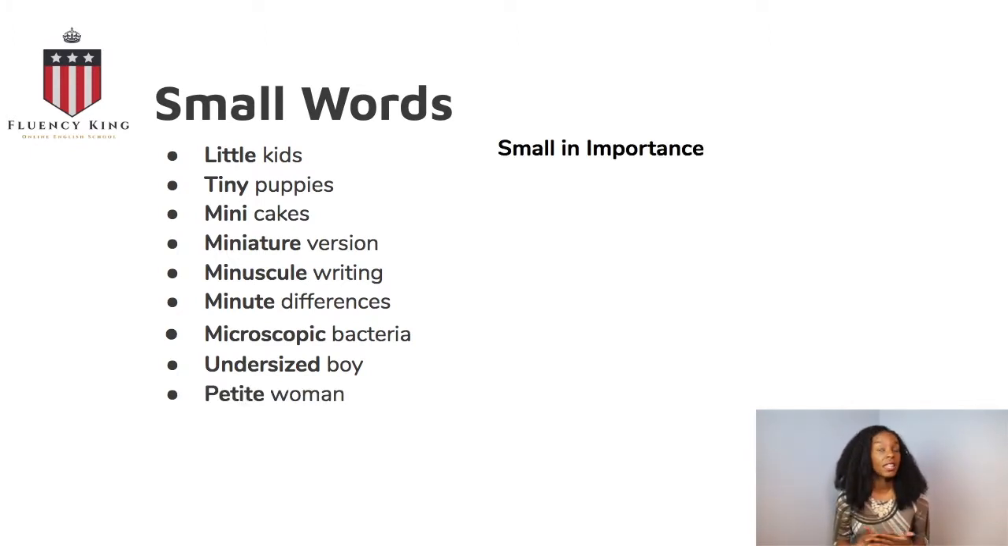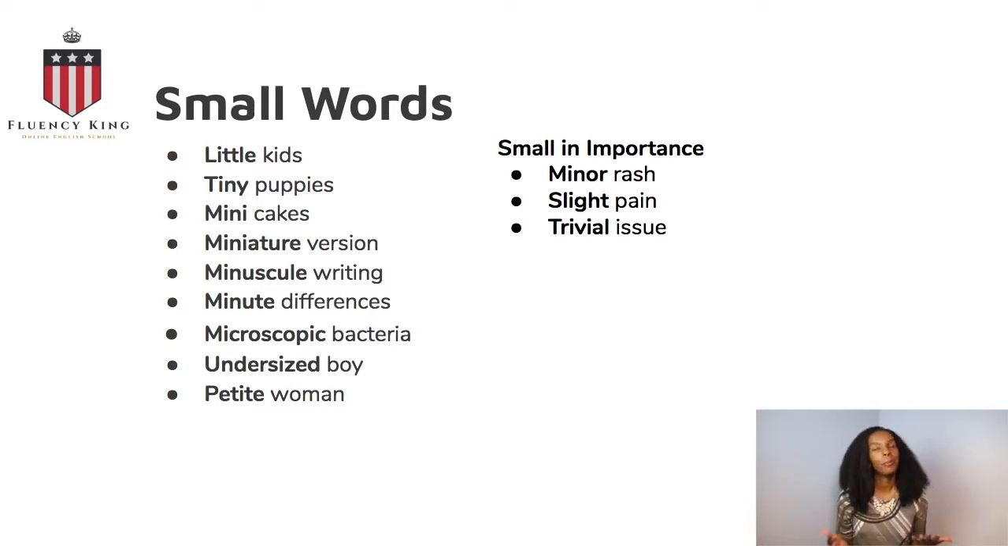We also have words that could be small and not important, so not very important. A minor rash, meaning that it's not very severe. Slight pain, meaning it's just a little bit of pain, not too much. A trivial issue, meaning that it doesn't really matter, it's not important. An inconsequential problem, meaning that it's unimportant, it's a very small problem.